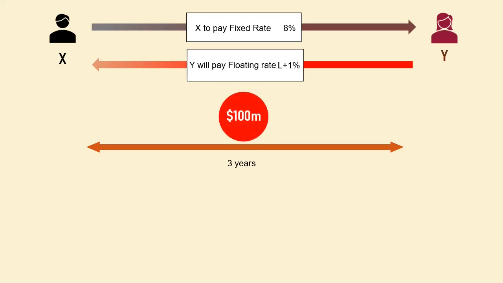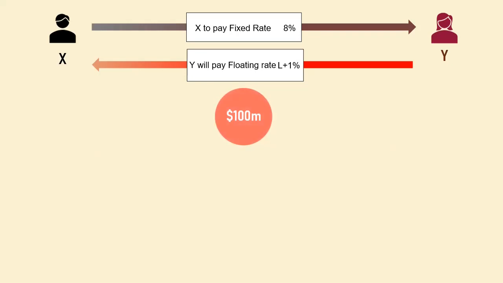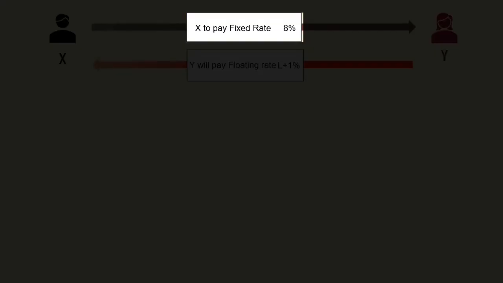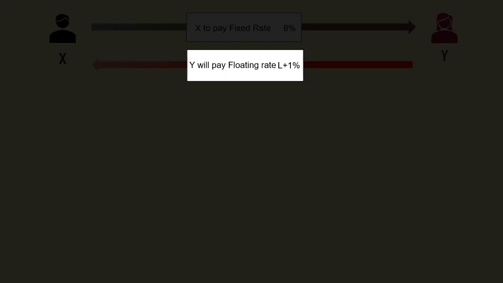Remember that in an interest rate swap, the principal amount is notional and no cash flow is exchanged on account of principal amount. It is just used for calculation. The exchange is only of the interest streams. This means that every year X will pay a fixed rate of interest at 8% to Y on $100 million and Y in turn will pay a floating rate at Libor plus 1% on the $100 million of the principal amount to X.